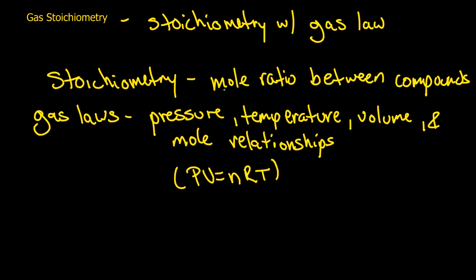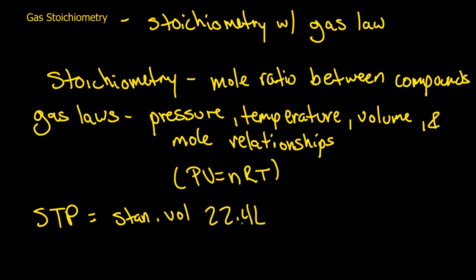One important thing to note is whether or not your chemical reaction is at STP or it's not at STP. If your chemical reaction is at STP, standard temperature and pressure, then you can consider standard volume to be 22.4 liters, and that'll come into play in a moment. If it's non-STP, then we're going to use PVNRT or ideal gas law. So if it's in STP, we don't have to use ideal gas law. If it's non-STP, we have to use ideal gas law. And that'll make more sense in a moment.